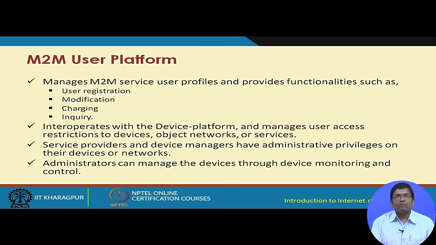Now, the user platform manages the M2M service user profiles and provides functionalities such as user registration, modification, charging, inquiry. It interoperates with the device platform and manages the user access restrictions to devices, object networks, or services. Service providers and device managers have administrative privileges on their devices or networks.